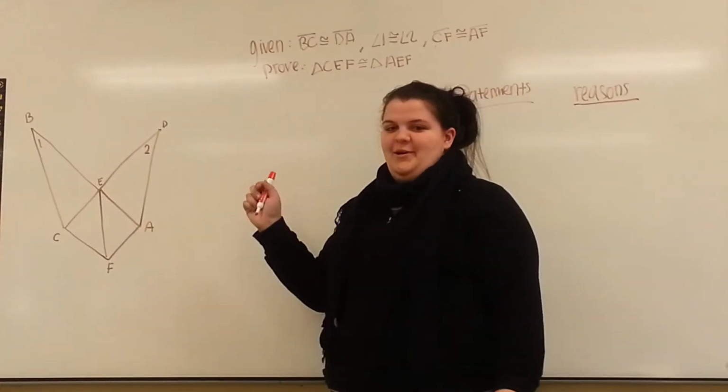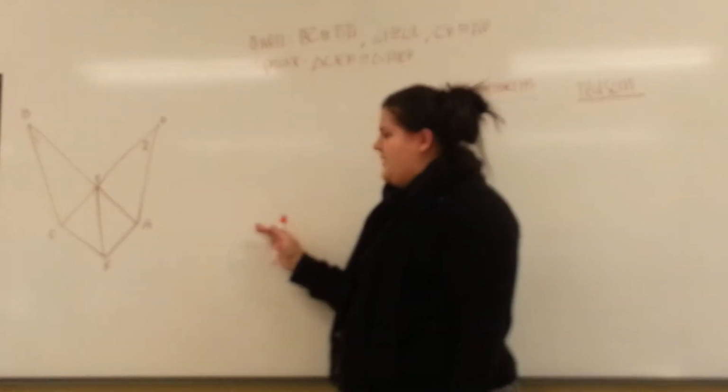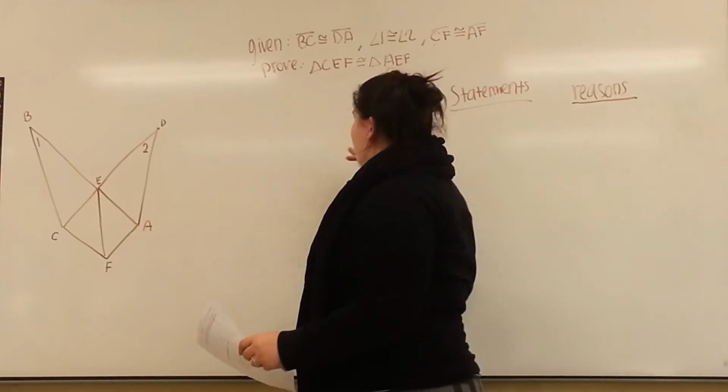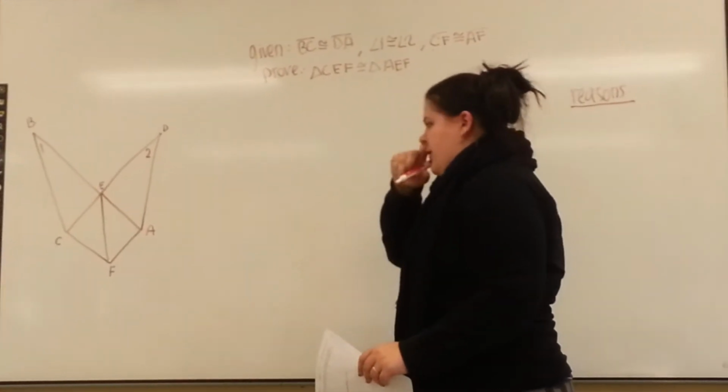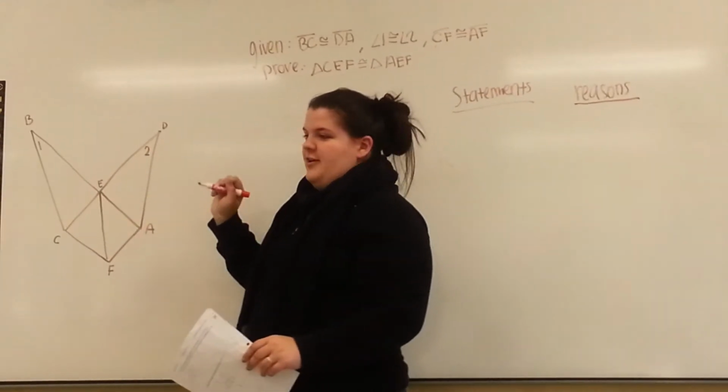Today we're going to be learning about proofs. There's an example up here to show you. So, the first thing we do in this example is we go to the given. So, we go to our diagram and start marking off the givens.